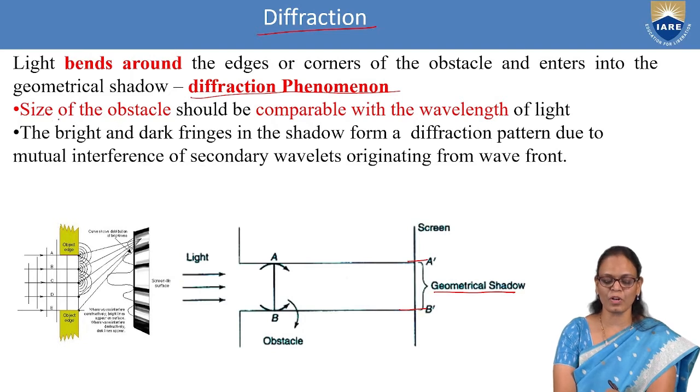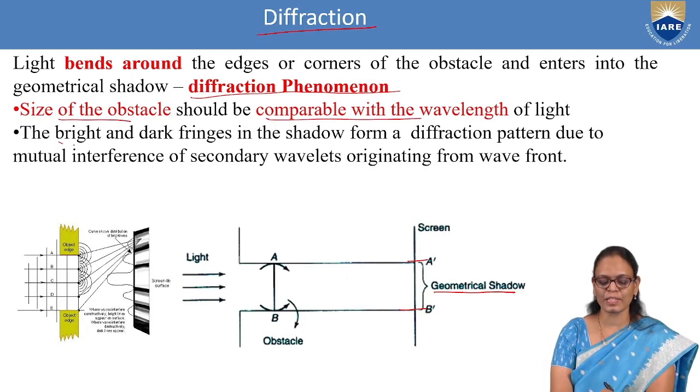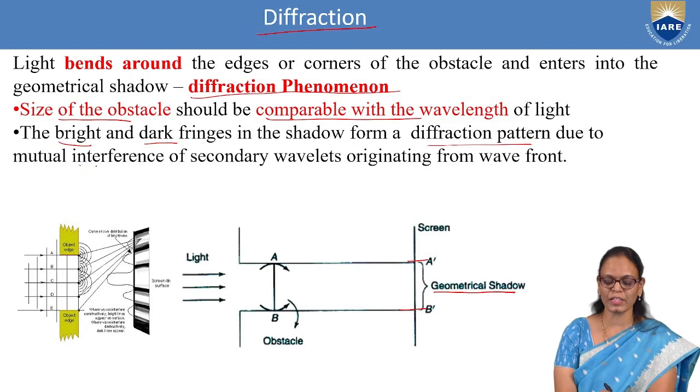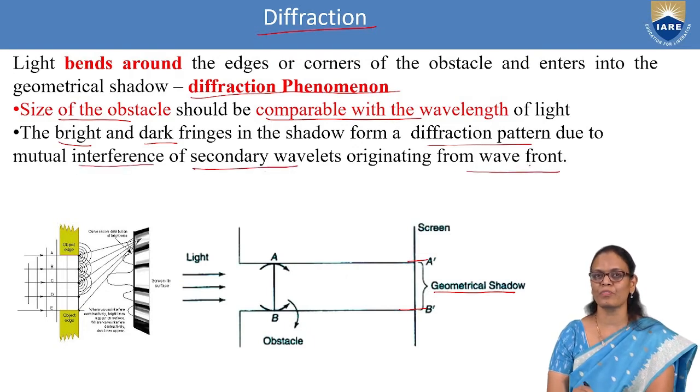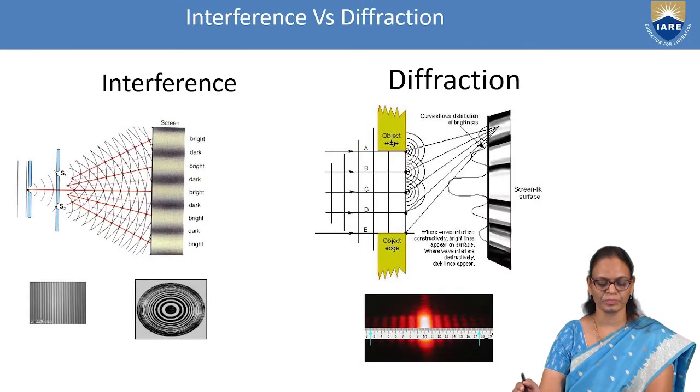The size of the obstacle should be comparable with the wavelength of light, and then you will see bright and dark fringes that form a diffraction pattern due to the mutual interference of the secondary wavelets originating from the wavefront. So this is what we will understand now: what are these secondary wavelets and how they are interfering with each other to give the diffraction pattern.